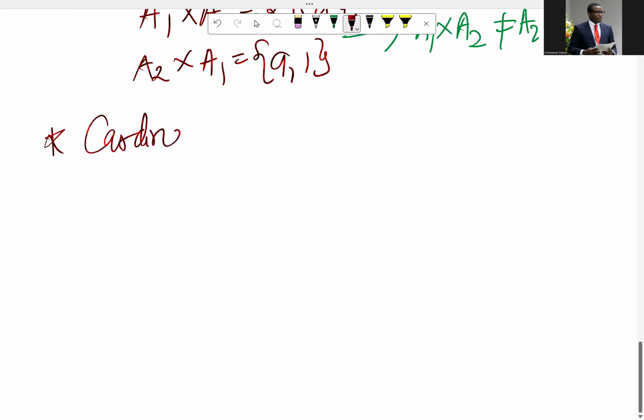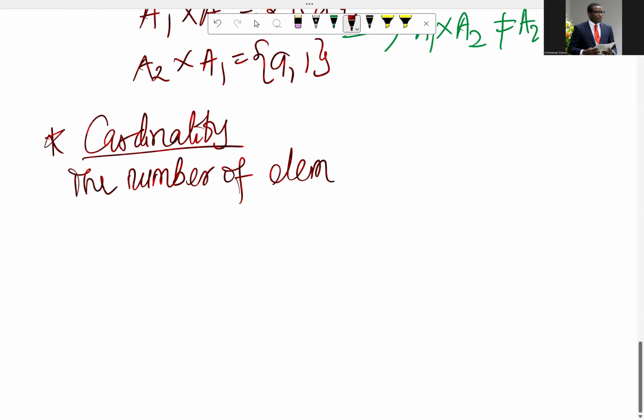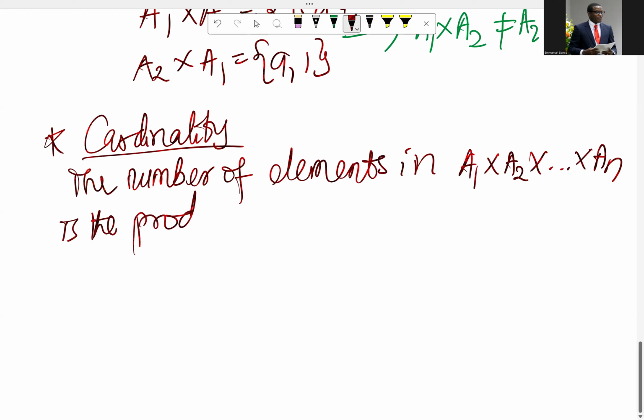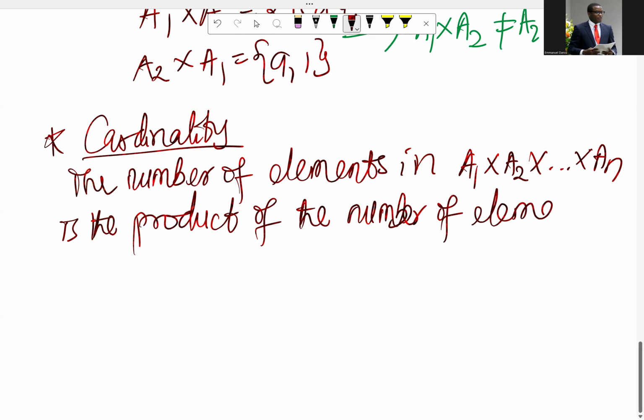Now you see that you can easily get confused, like the other time when I got a bit stuck. So this cardinality idea is what helps me. You can already know the number of elements you are going to get in that set. That is what is demonstrated here: the number of elements in A1 by A2 by all that up to AN is the product of the number of elements in each set.